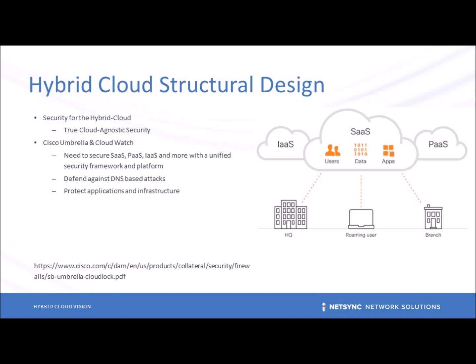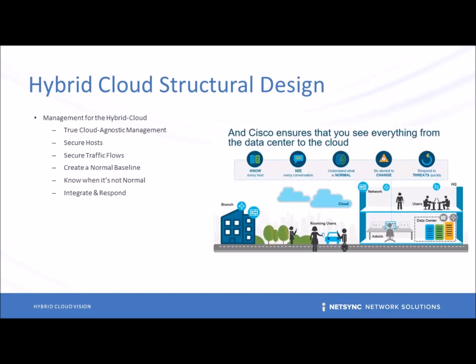And then the last one is hybrid management. So structurally, the management is really important. We see a lot of management systems that can manage in the cloud, a lot of management systems that can manage in your data center. What you need is one that is cloud agnostic. Cisco does make one. It is a pretty amazing system. It allows you to ensure that you see everything from the data center to the cloud to everything else. So they've actually done a lot of thinking. They've actually acquired a lot of intellectual property to be able to do this.